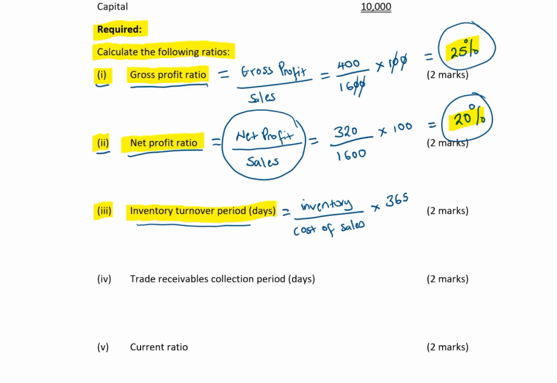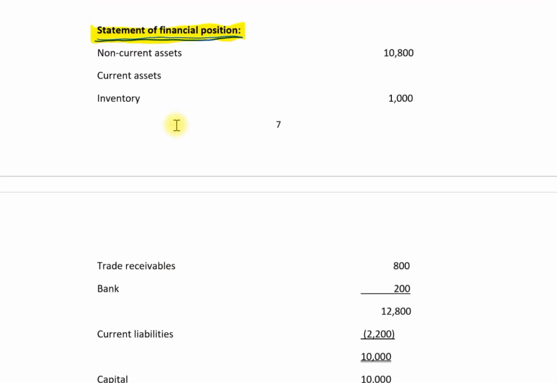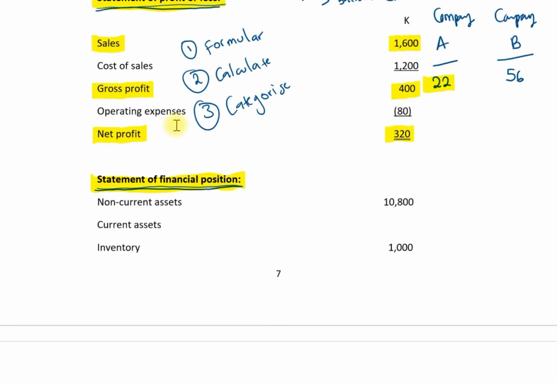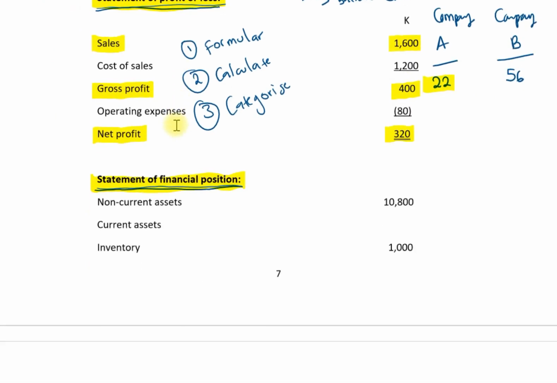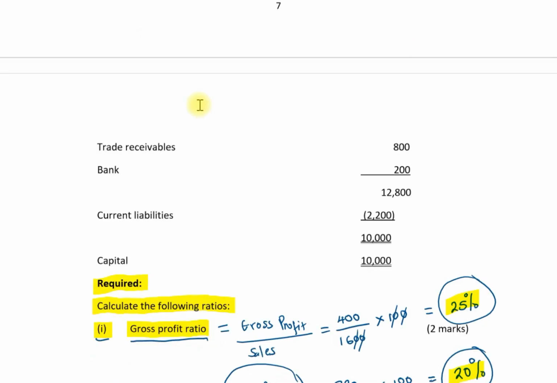Now let's calculate. What is the inventory? We'll need to take note of the inventory and the cost of sales. So let's go back to our document. We get the inventory from the statement of financial position. So let's see, where is our inventory? It's here. So we know that our inventory is 1,000. Cost of sales is obtained from the income statement. And it's here, it's given, cost of sales, which is 1,200. Taking note of those particular values, let's go back and calculate.